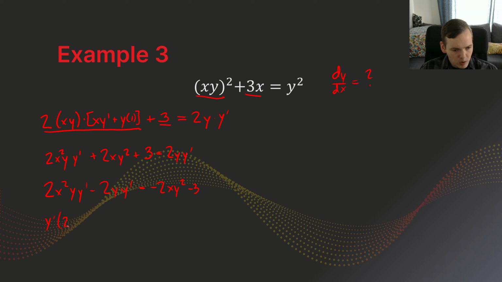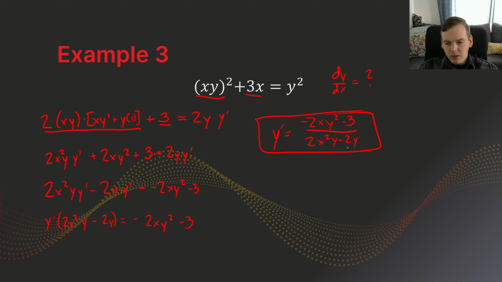Factor out y prime and get y prime times 2x squared y minus 2y is equal to negative 2xy squared minus 3. And that means we'll ultimately get y prime is equal to negative 2xy squared minus 3 over 2x squared y minus 2y. And so that's our derivative, that's our dy by dx.